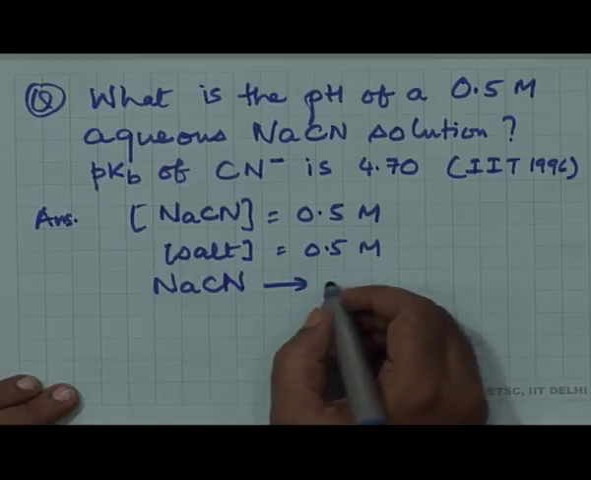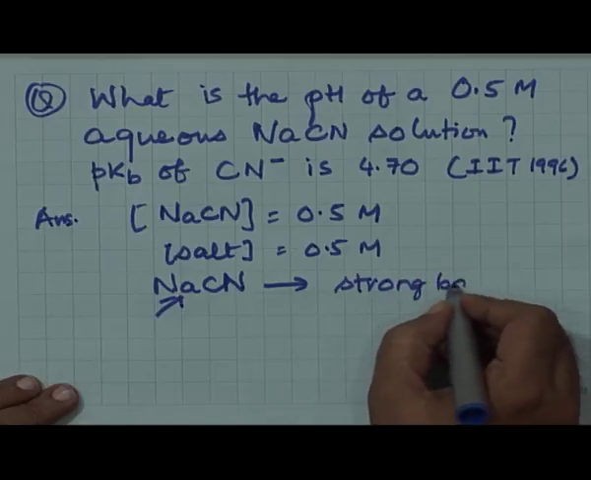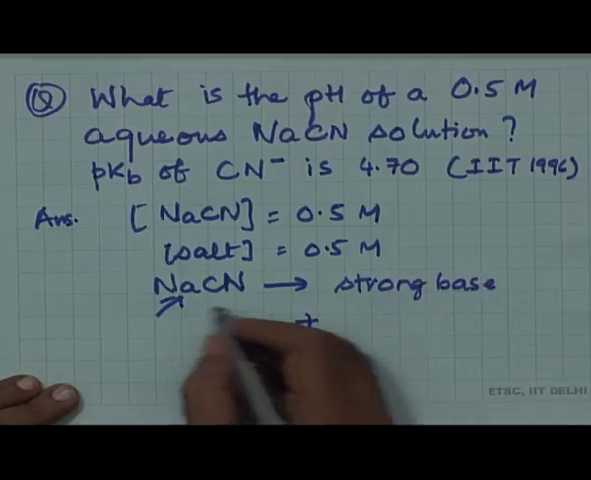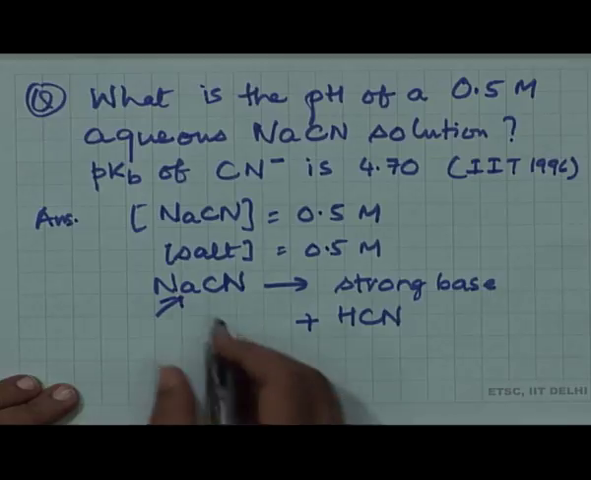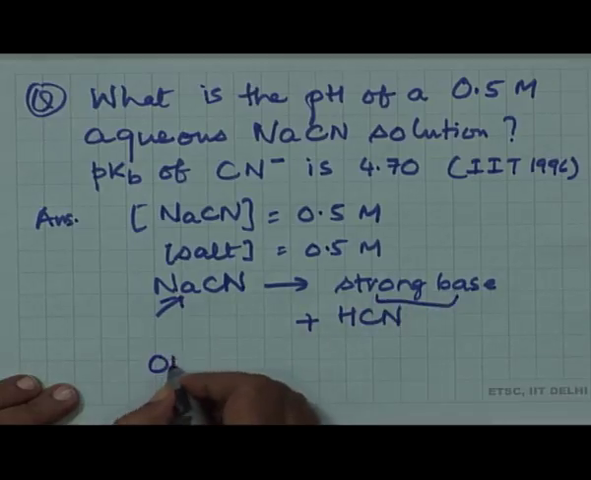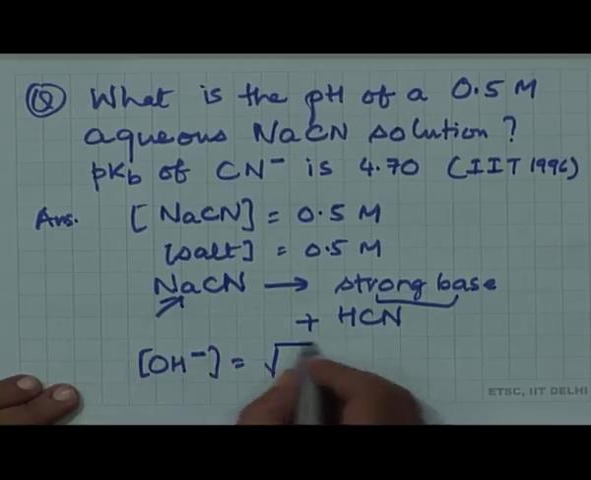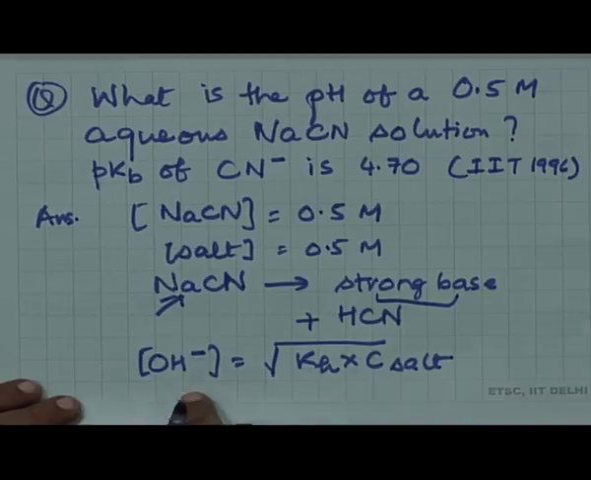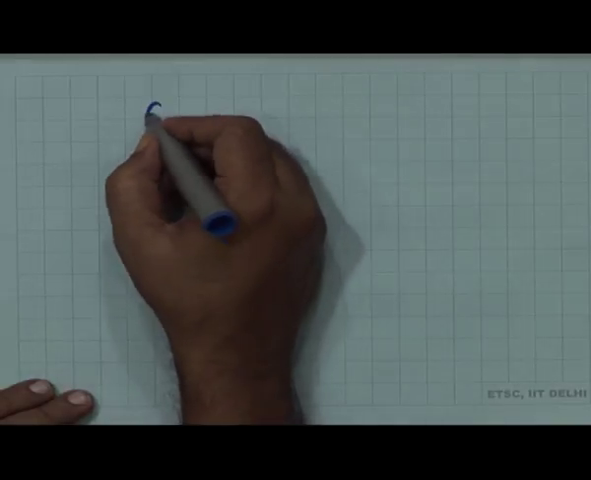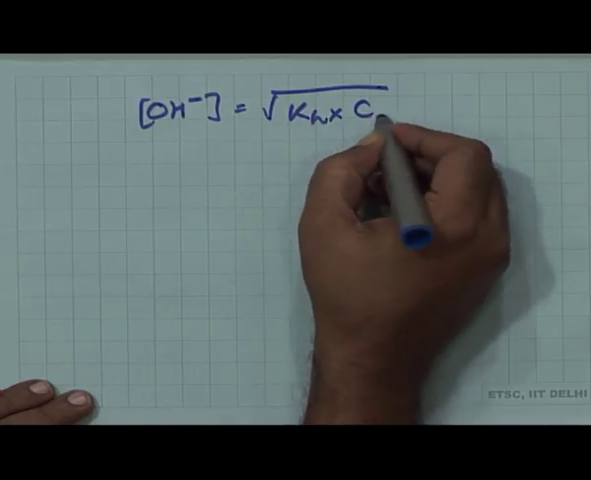is salt of a strong base which is NaOH, but weak acid which is HCN. So, in this case we can calculate OH minus ion is equal to square root of Kh into C salt. Now, OH minus ion is equal to square root of Kh into C salt.